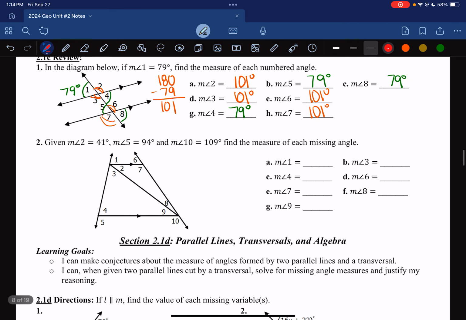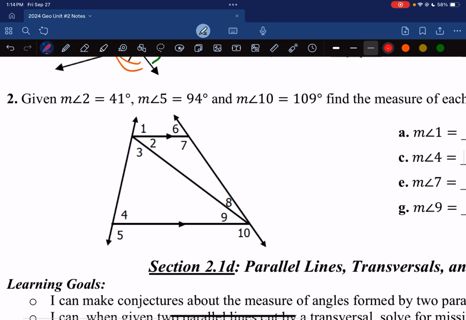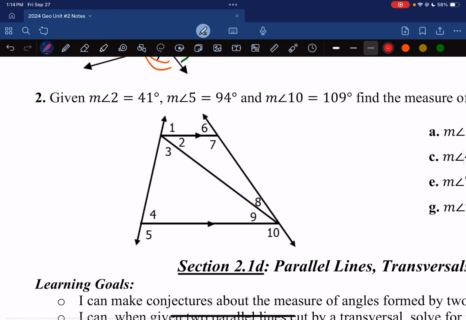And number 2, given the measure of angle 2 is 41 degrees, the measure of angle 5 is 94 degrees, and the measure of angle 10 is 109 degrees, find the missing measures. So I'm going to zoom in for this one. So 2 is 41, 5 is 94, and 10 is 109. You have to be careful with complex diagrams like this.